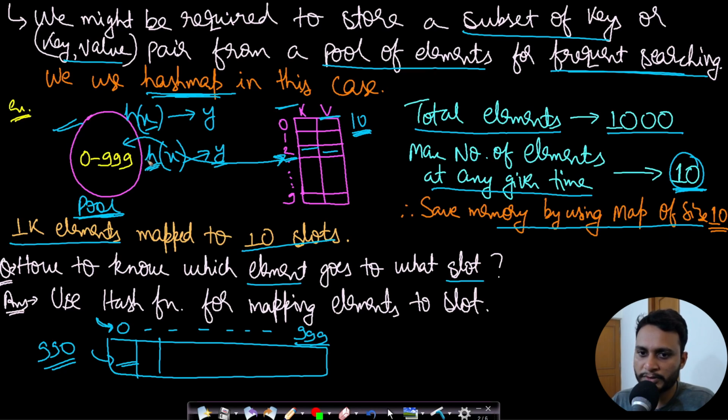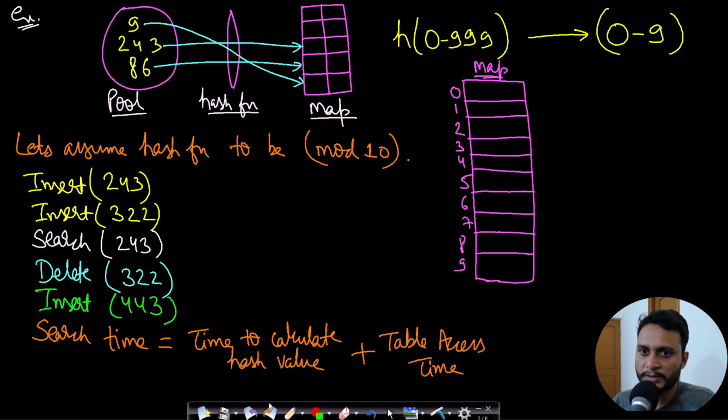So the hash function will take an input. Let's say this is the input x, which is an element from the pool. The hash function will apply itself to this input and produce an output which is y. So y will denote the key in the map. Okay, so this is how a hash function can be used to map an element to the hash map. I hope you understood this concept.